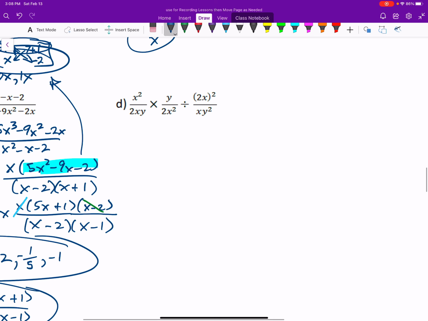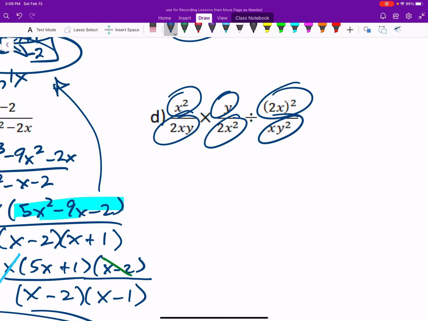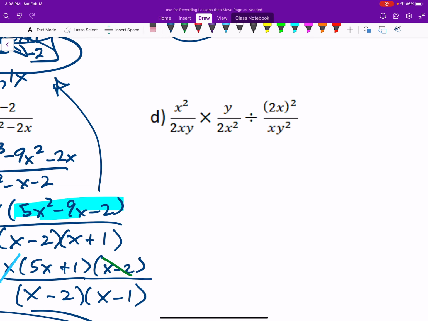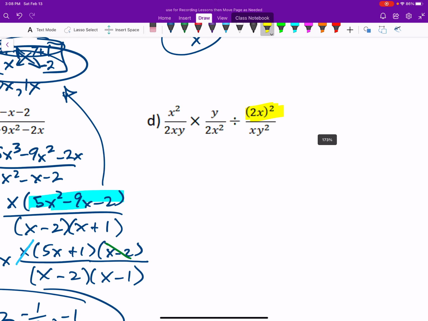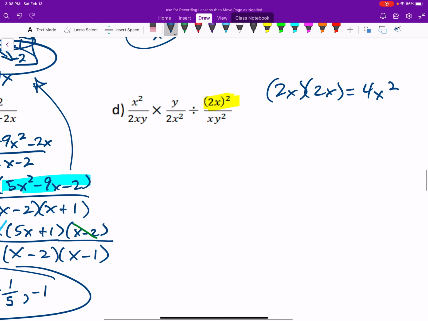And the last example is meant to show how we can have multiple operations in a single simplification. So we've got multiplying and dividing. We only flip the fractions that are immediately after the divide sign. Every one of these is a monomial, which means that I can't common factor any of them. I do need to simplify this a little bit, though. Remember that 2x all squared means that I'm multiplying 2x times 2x, which is actually going to equal 4x squared once I expand it out.